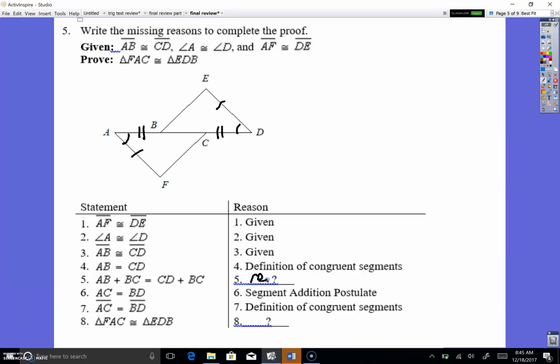We can say this is reflexive because this part is the same. AC is congruent to the definition of angle. So now we have side angle side to complete it.